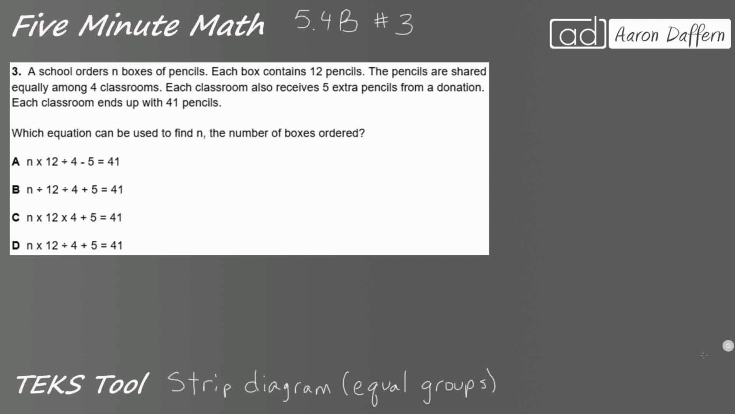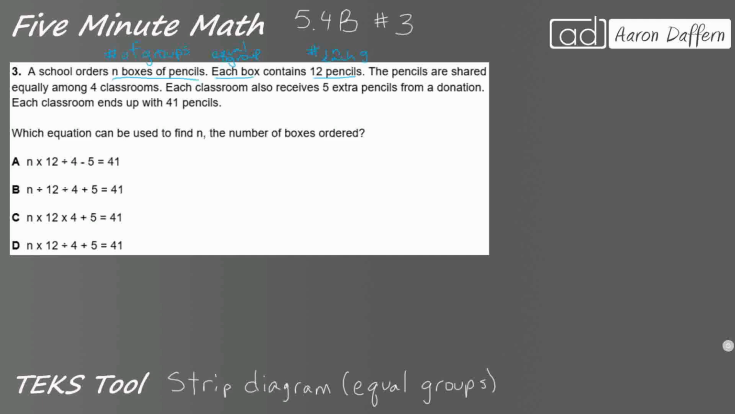So we have a pretty complicated problem here, and we need to find an equation, not necessarily just an answer. So what's going on with this problem situation? Well, we're ordering n boxes of pencils. So we don't know how many boxes there are, but these boxes are going to be the groups. So the number of groups is going to be represented by this n. Each box, okay, so that lets us know that we're dealing with equal groups because it's going to be the same amount in each group, and they give us that amount. It's 12. So that's the number in each group.